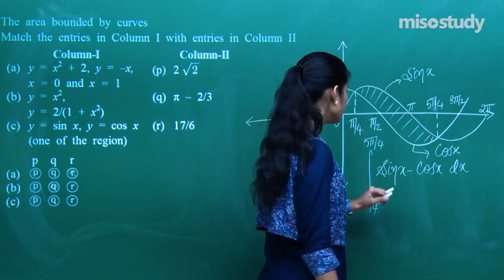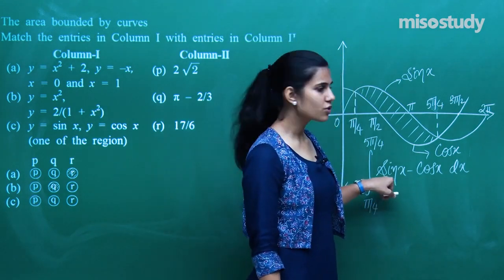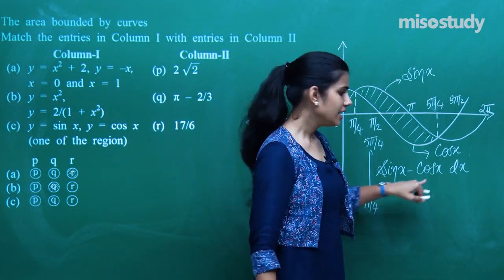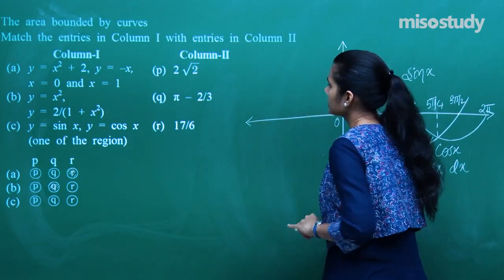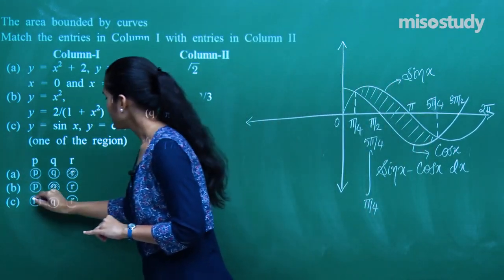This is very, very simple, guys. Sin x integration is minus cos x, and cos x integration is sin x. Plug in the values, you get 2 root 2 as your answer.